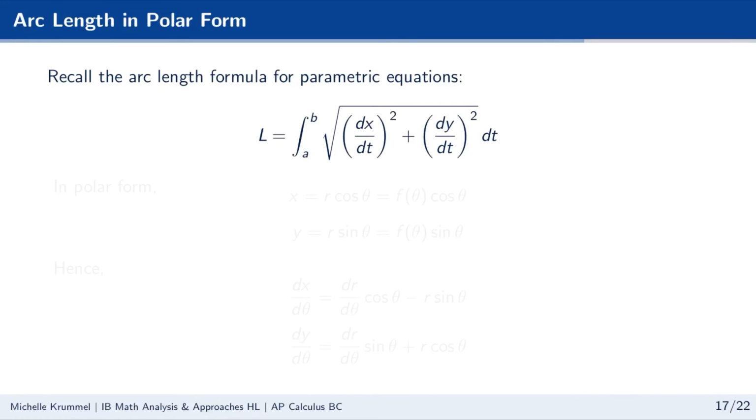Okay, we're going to finish up by finding a formula for arc length in polar form. Now, we have seen the arc length formula for rectangular equations, and we've seen the arc length formula for parametric equations, but now we're going to develop a formula for polar equations. We know that we can write our polar equations in parametric form using our conversion formulas, x equals r cosine θ and y equals r sine θ. So our first step is to express x as a function of θ and then y as a function of θ.